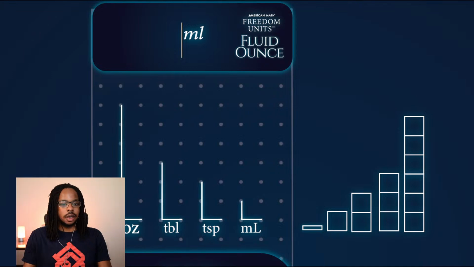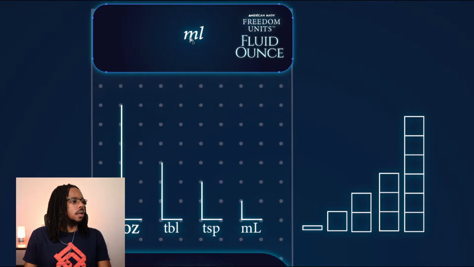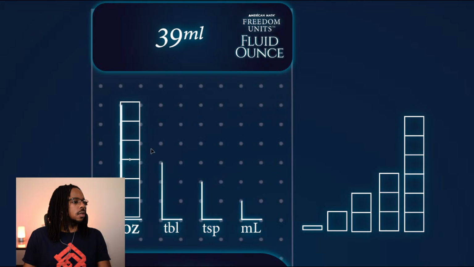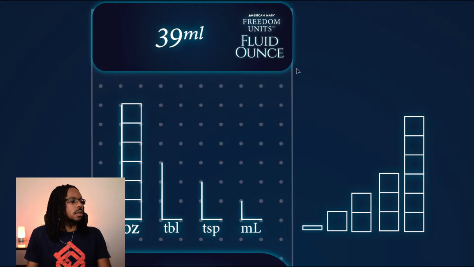Next up, we got 39. This is going to be too easy for you. All right. So that being said, we're going to take our full ounce right here and drag it into the ounces column or beaker because a full ounce is 30 milliliters. So now we need 9 more.